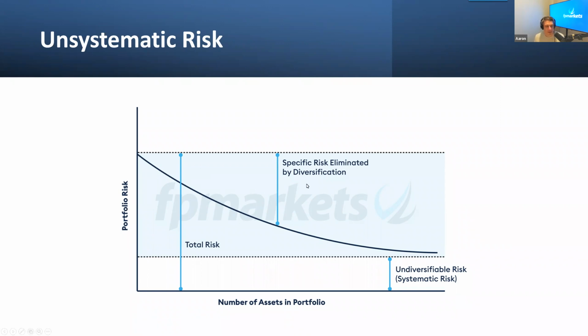So in investment, diversification really means allocating funds among various assets. So if one asset takes a loss, the money invested in the other assets may not be affected.